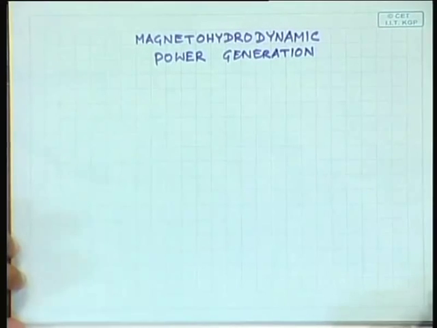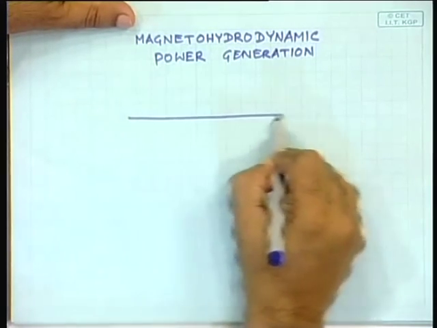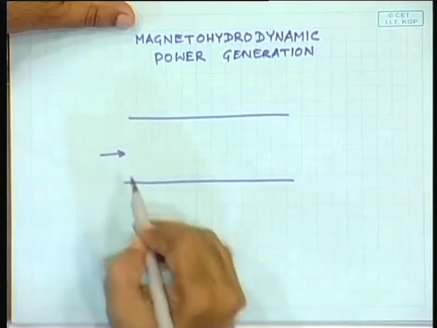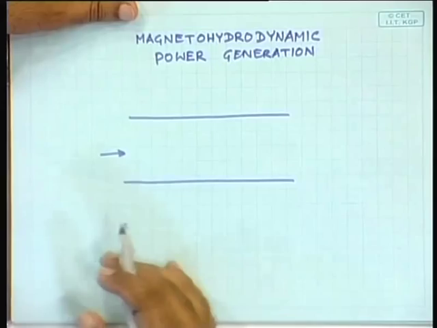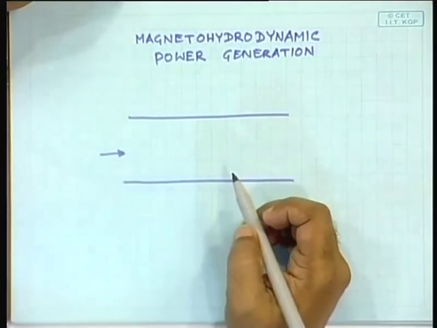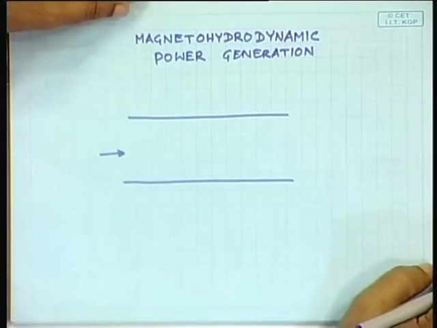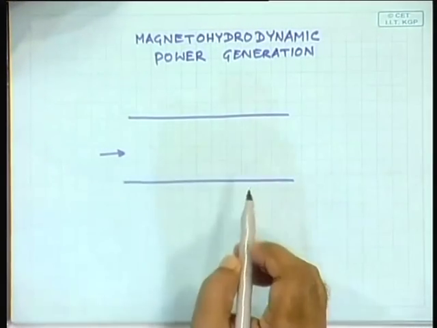The basic idea is simple. If you have some kind of a channel, and if you allow a very hot gas to flow through, hot gas in the sense of a plasma, that means the bulk of the gas is ionized, the electrons have been stripped off, so you have essentially electrons and ions flowing.